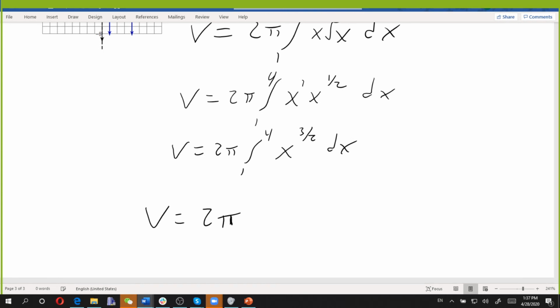2 over 5 x to the power of 5 over 2. Okay, so what we just did there was we added 1 to the power to get 5/2. Then we divided by the new power. If I divide by 5 over 2, though, I'll be multiplying by 2 over 5. And then we've got our bounds from 1 to 4.